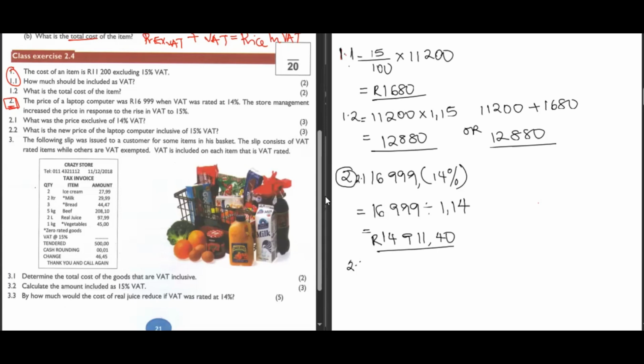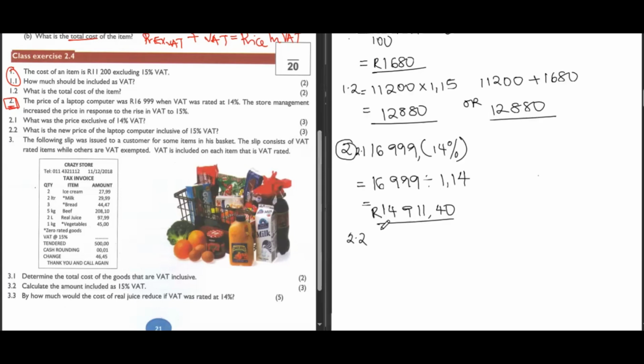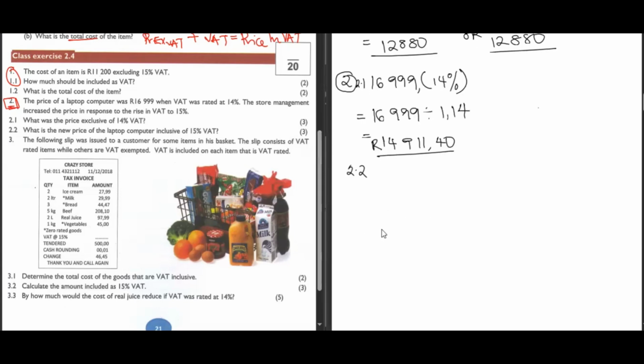We look at question number 2.2. It asks, what is the new price of the laptop inclusive of 15%? Now, we cannot go back to 16,999. Why? This had 14%. So we had to remove the 14% and leave it at the normal price. So we need to know what's the new price. This one will become the VAT exclusive amount and we multiply by 1,15.